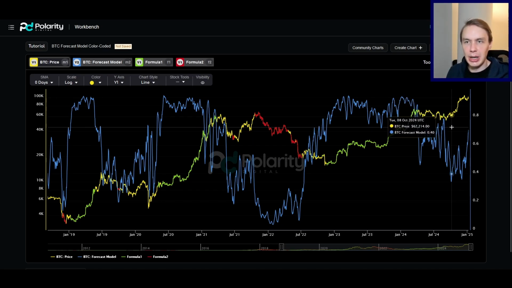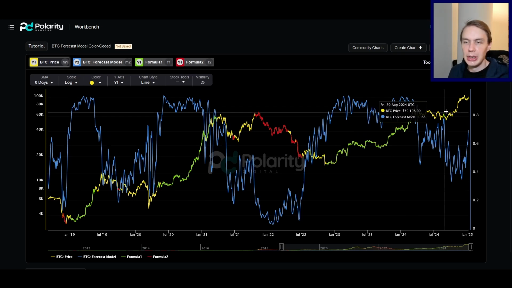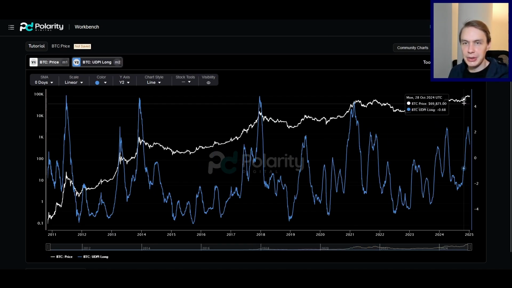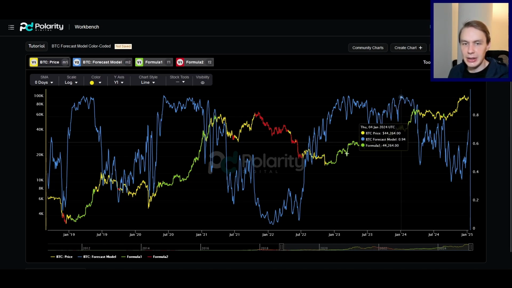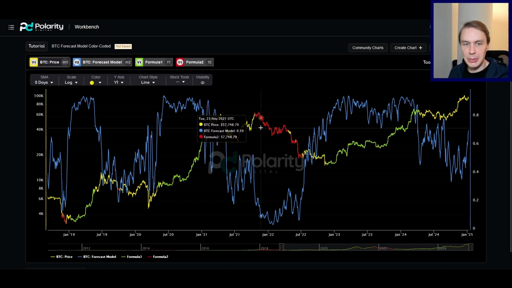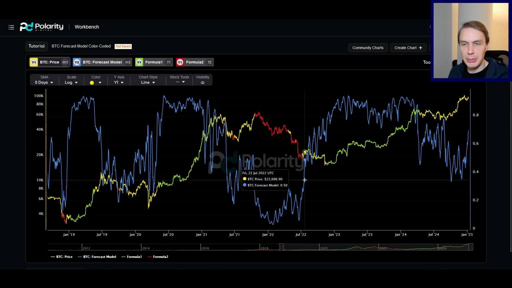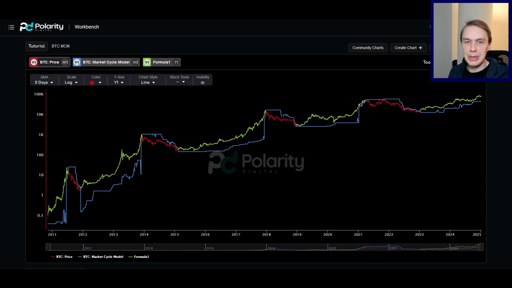So that's where I think we are in the market cycle. We're certainly not in early phase anymore, but it doesn't seem yet like we're at the end. We have not hit the highest levels of risk. We have not hit the red here on the forecast model, which has signified the start of bear markets. We're not there yet.